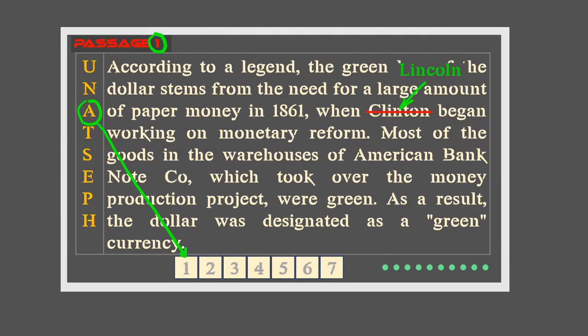For example, if passage 1 contains a mistake in the line marked with letter A, then the first letter of the password is A.